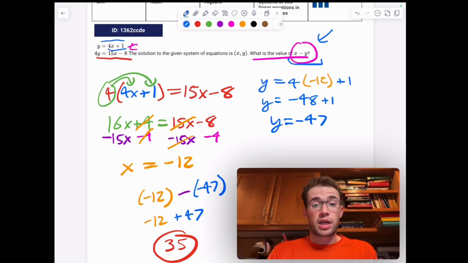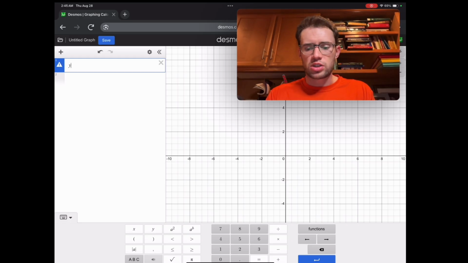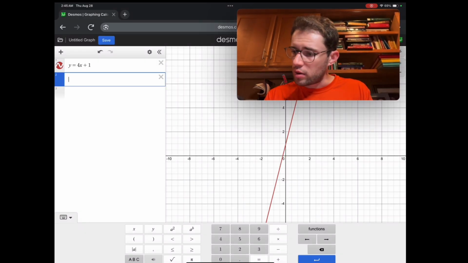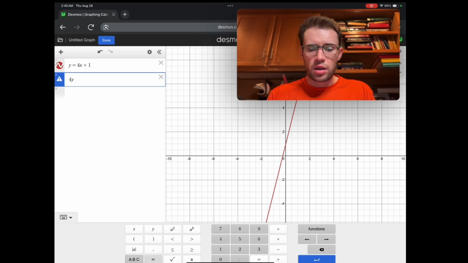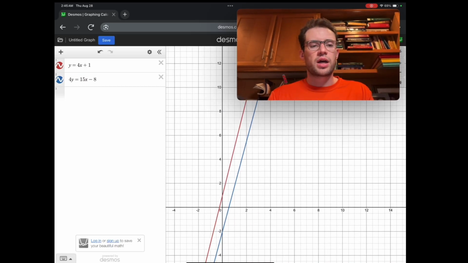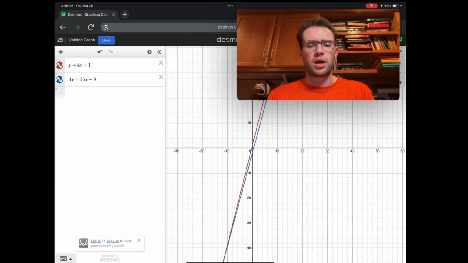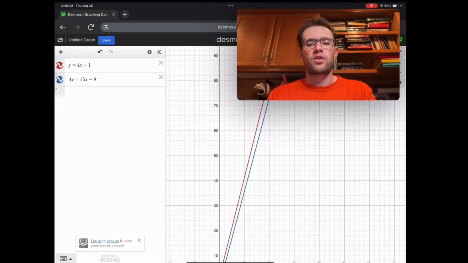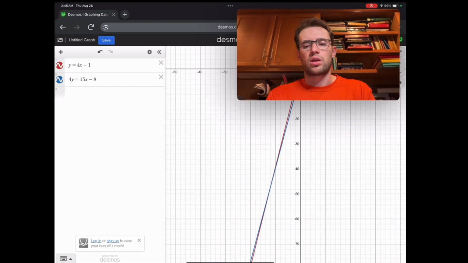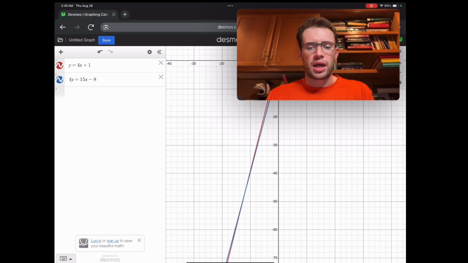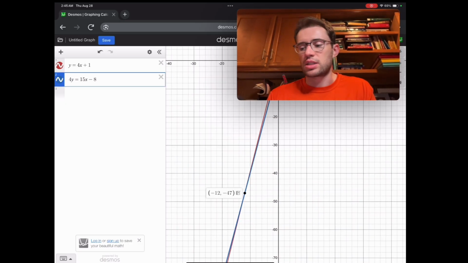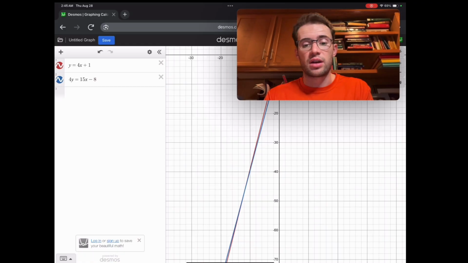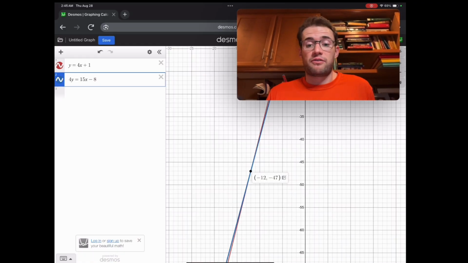So I'll open up Desmos now, and I'll move up here, plug in our equations. We have y equals 4x plus 1, and the other equation is 4y equals 15x minus 8. So we have these two lines. I feel like they're parallel, but they're not. You can see they're getting further apart as you go up. They're getting closer together as you go down here. And that makes sense because that's where they cross. Negative 12, comma, negative 47. That's what we wanted.